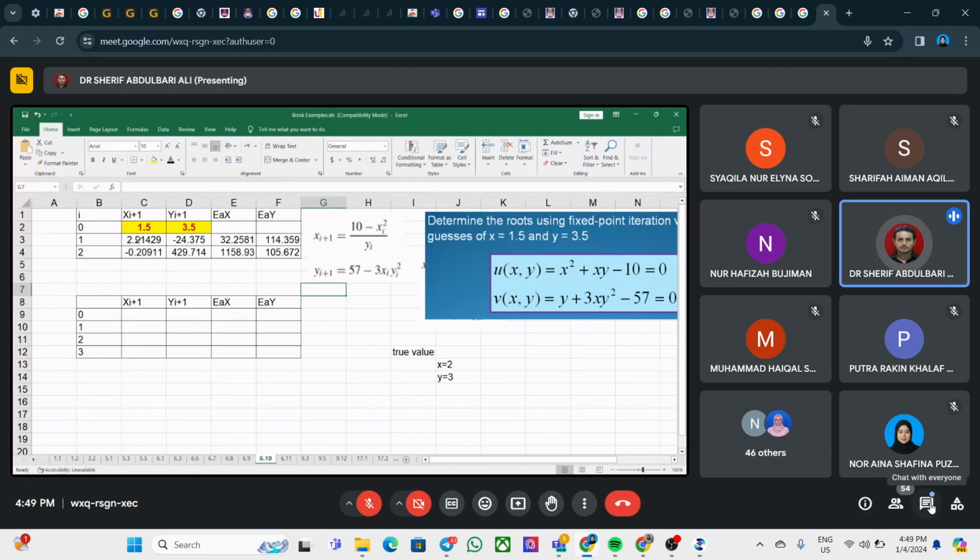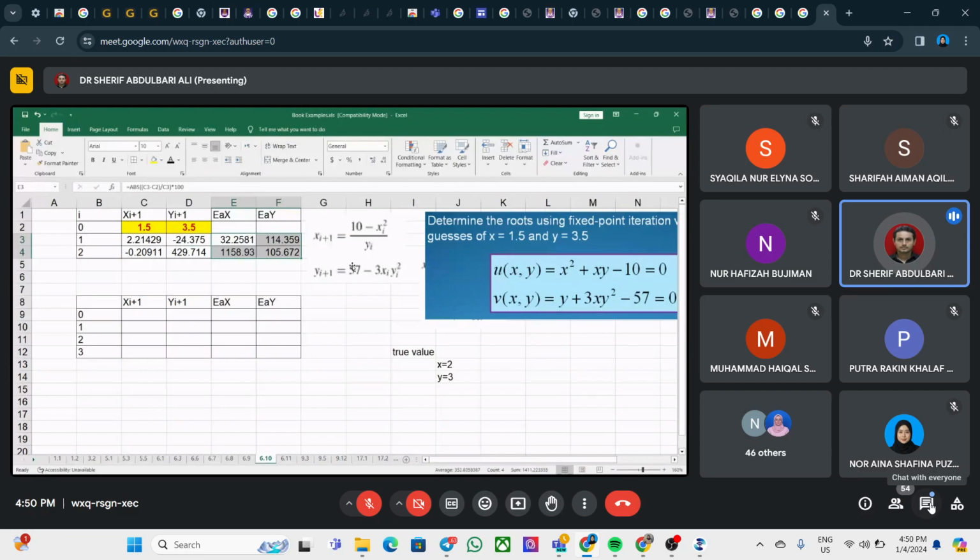And when you are looking at the values, it looks very weird. You start from 1.5 at x, and for the first iteration you get the answer 2.21. Then suddenly the value jumps to a negative value. And when you are looking at the column y, you start with the value of 3.5, then suddenly it is a negative value 24, and suddenly it's 429. These values look weird, and also the error starts to increase. So you need to stop.